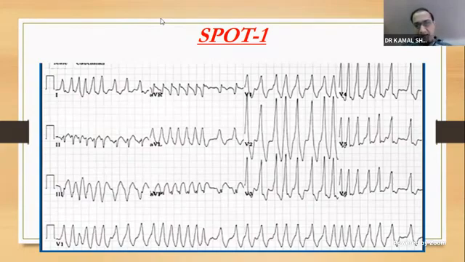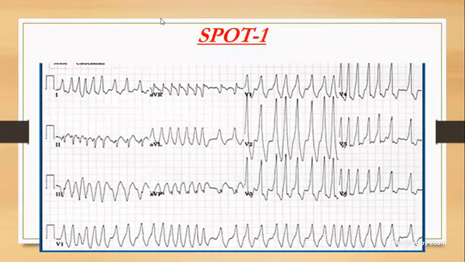How would you get that for the axis in this patient? Sir, lead 1 and... So what is the axis of this arrhythmia? Sir, we can simply see at lead 1 and AVF, sir. So lead 1 is positive and AVF is negative. So it's a left axis deviation.